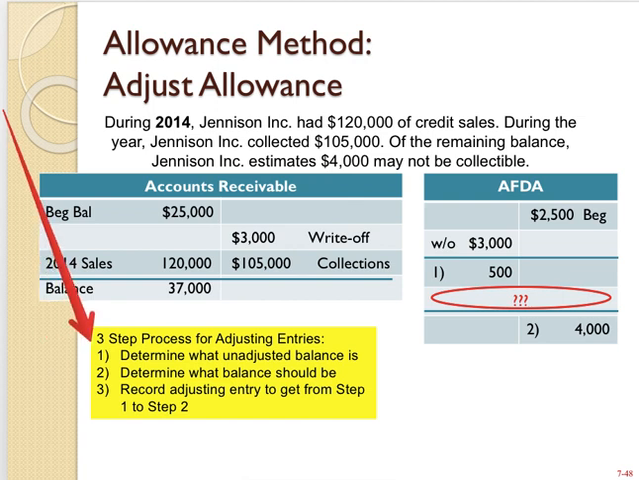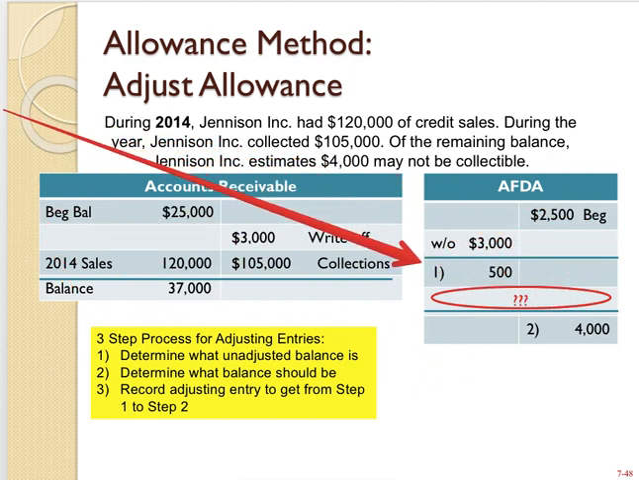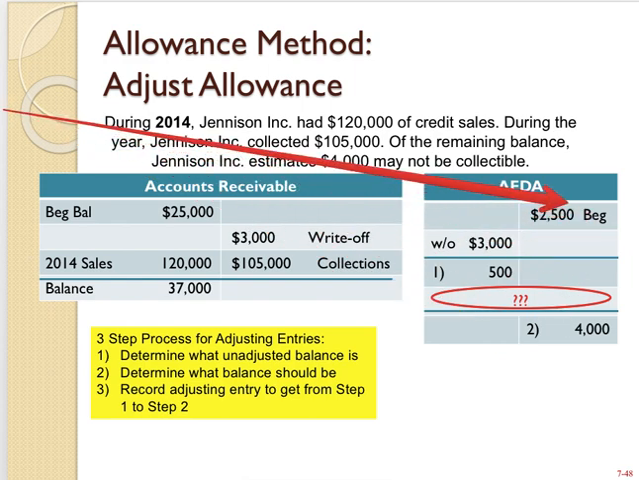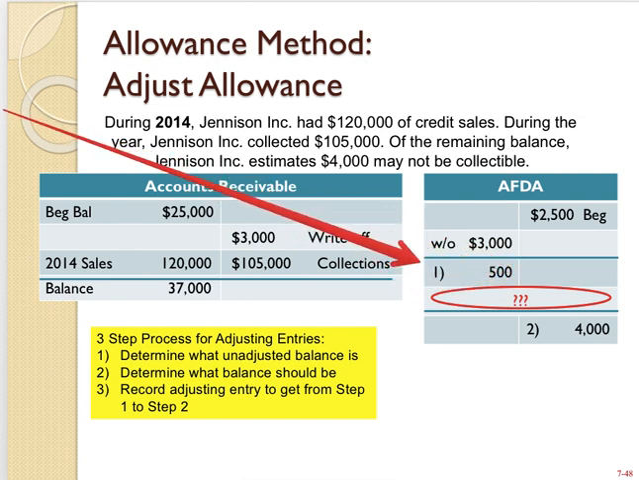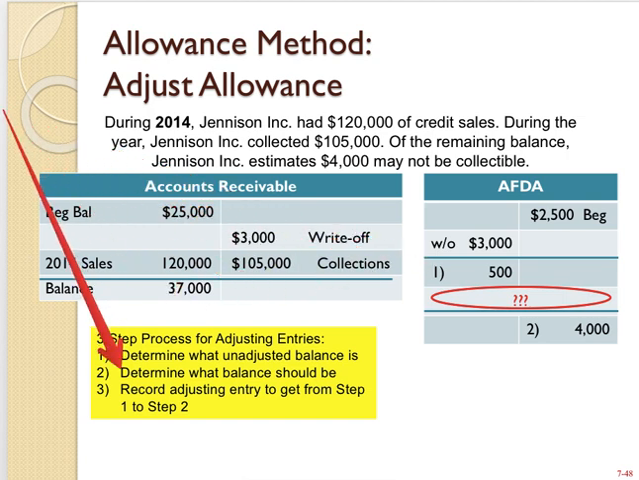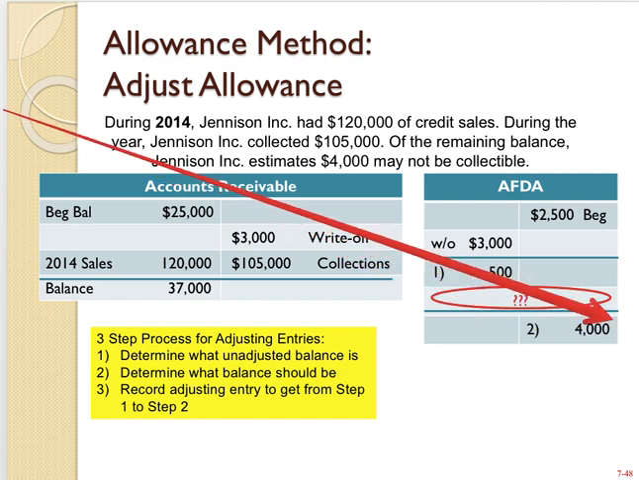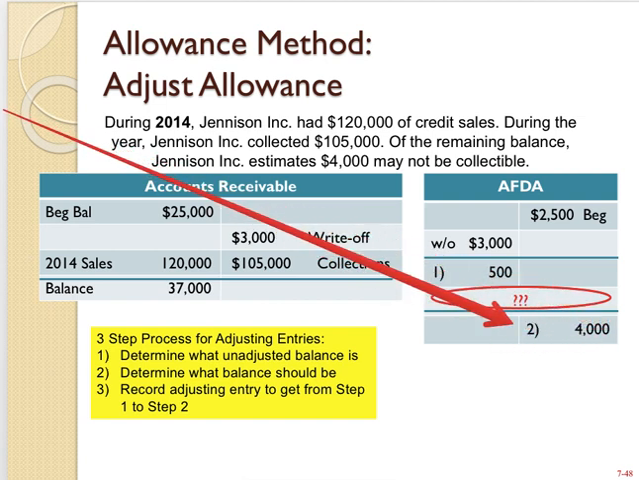So what you want to do, similar to other adjusting entries that we've done, is the three-step process for adjusting entries. Number one, determine what the unadjusted balance is. So we go to our allowance for doubtful accounts, and we see this was our beginning balance, this was our write-off, and this is currently what's in our allowance, a debit of $500. The second thing we need to do is to determine what the balance should be. Our problem tells us that of this remaining balance, $4,000 may not be collectible. So our balance in allowance for doubtful accounts should be $4,000.